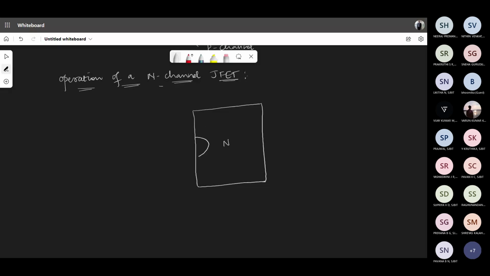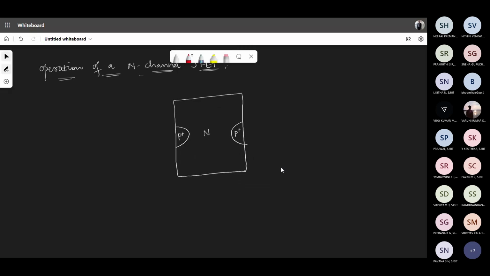On either side of it, what you see is a P. In fact, when you do the construction, you write it as P plus because it should be highly concentrated, so that there is more effect of the gate on the channel. That's the reason why you increase the concentration on either side of the channel. One of the terminals we call the drain. The other terminal becomes the source, and what you have here is the gate. They are internally connected to each other, and this forms a single gate.